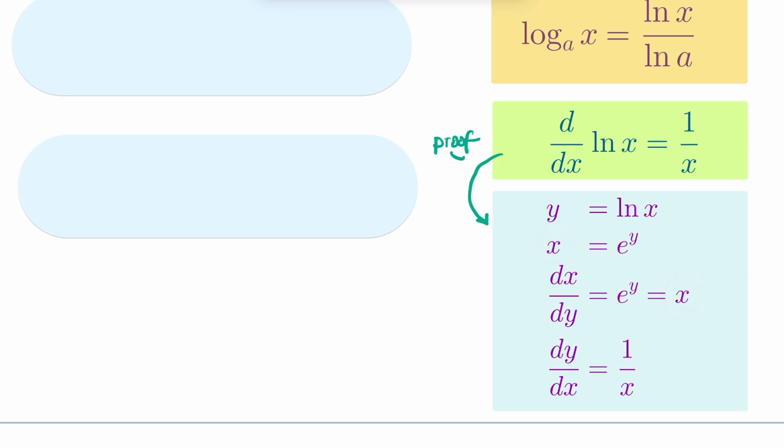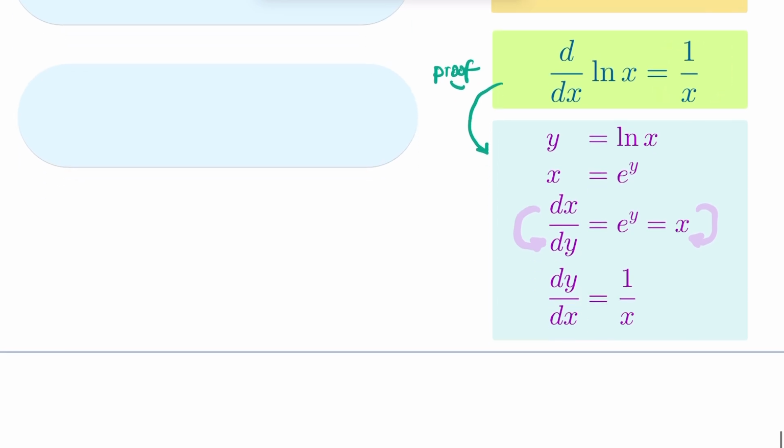And then, if you were to take the reciprocal of both sides, if we know dx by dy, we can find dy by dx by inverting it, by flipping it. So 1 over x is dy by dx. So that's how we can show that the derivative of a natural logarithm is 1 over x.